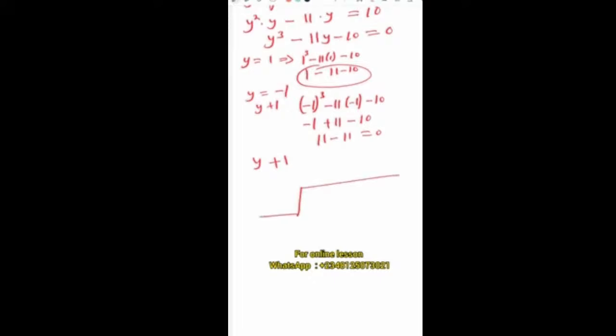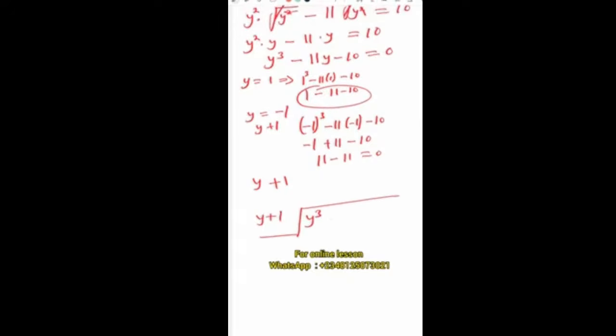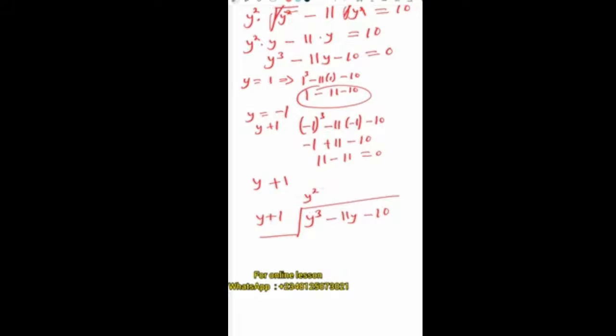So put y plus 1 here. Now we have y cubed minus 11y minus 10. So let's go. Take this y here to divide this y cubed. It will give you y squared. Put it here, y squared. Then multiply the whole of this by the y squared gives us y cubed. Y times 1 gives us plus y squared.